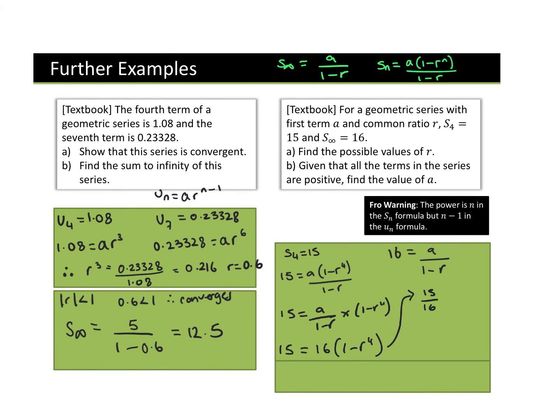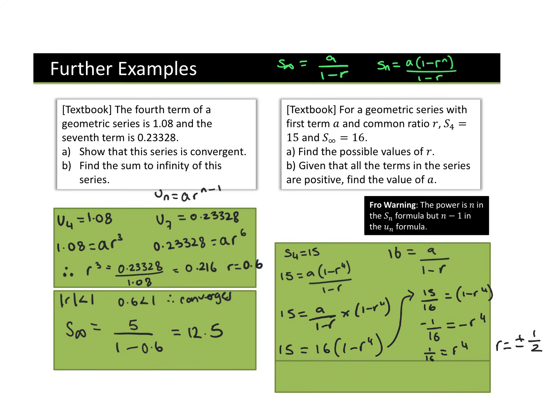So 15 over 16 equals 1 minus r to the power of 4. If I take away 1, negative 1 over 16 equals negative r to the 4. So that means 1 over 16 equals r to the power of 4. So r equals, now it's really, really important that we know when we have a power to an even number, we're going to have two solutions. It's going to be plus or minus a half. Okay? Now, you have to write that to get the full marks.